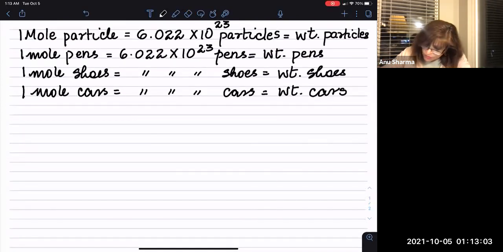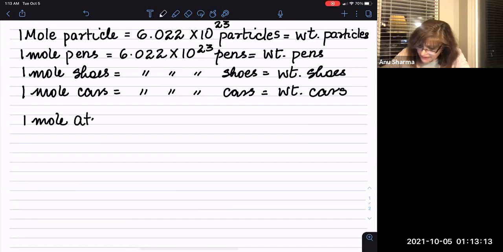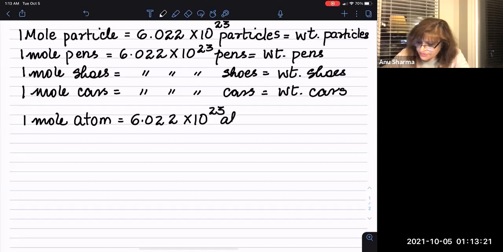Now look at this, 1 mole of atoms. 1 mole of atoms of anything is equal to 6.022 times 10 to the power 23 atoms. And whatever those atoms are, that's the weight of those atoms.